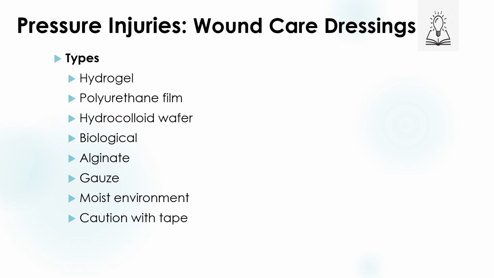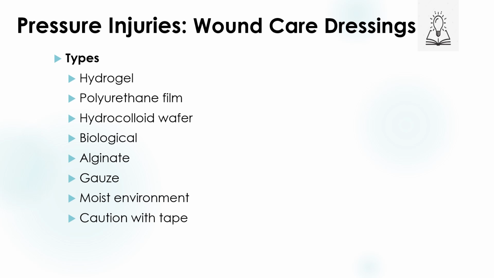Then we have the alginate. Alginate dressings are made from seaweed and are highly absorbent. So they form a gel-like substance when in contact with the wound exudate, making them ideal for heavily exuding wounds, wounds that have a lot of drainage. Alginate dressings help maintain the moist environment and facilitate autolytic debridement.